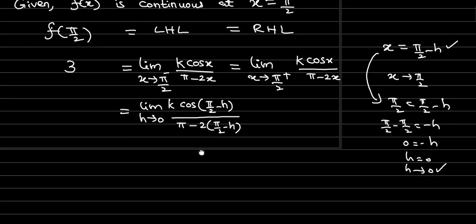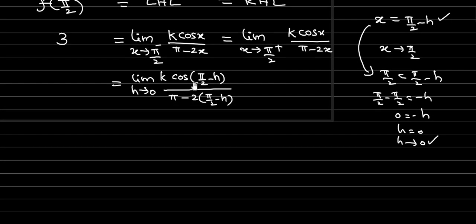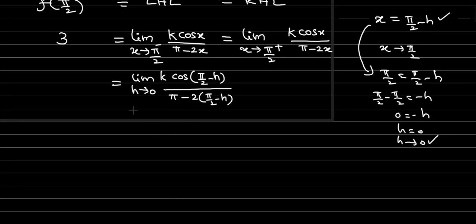Okay, now let's simplify this further. In allied angles, we know the formula: cos 90 minus theta. What is the cos 90 minus theta? Sin theta. So here cos pi by 2 minus h, what is the formula? Sin h we can replace. So here limit h is approaching to 0, k we have, and here we have sin h.